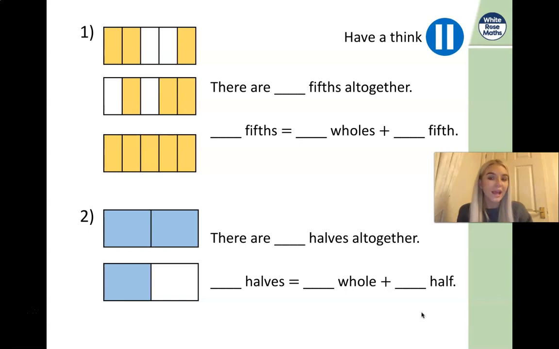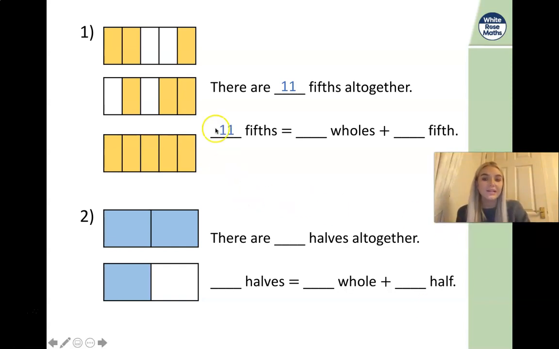So we can count the yellow parts and see that there are 11 fifths altogether. So 11 fifths is how many wholes and how many fifths? Well, we can see here that to make a whole for this bar, we need 2 more yellow parts. So we could bring these 2 yellow parts down and then we'd have 2 wholes and 1 fifth remaining.